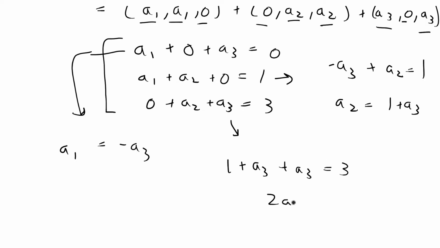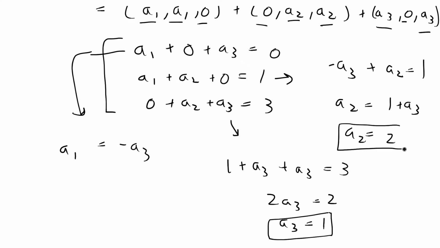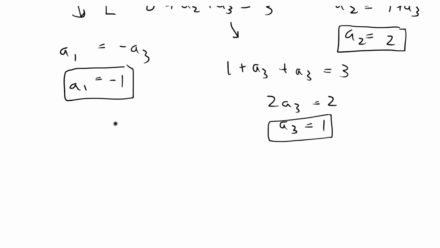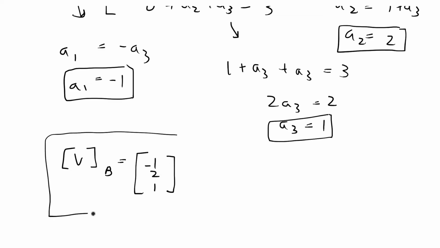That gives us that 2a3 is equal to 2, which means that a3 is equal to 1. So we've solved for a3. I'm going to go back and plug that into a2. So 1 plus 1 is equal to 2. So a2 is equal to 2. Then that means that a1 is equal to -1. And now we've solved for a1, a2, and a3. So I'm going to plug that into the vector form, and we have the solution for this problem. The coordinate vector v of b is equal to the vector -1, 2, 1, and that's the solution for this problem.